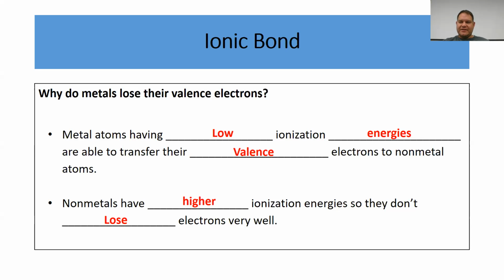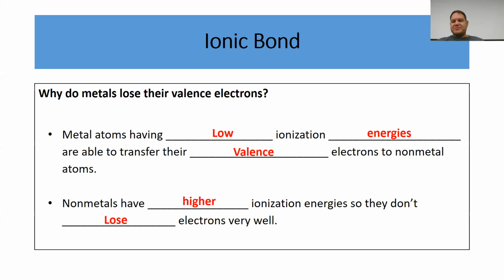Nonmetals, they don't have that ability very easily. They can't lose their electrons because they have higher ionization energies. So instead, the nonmetals are going to gain new valence electrons to fill their shells.